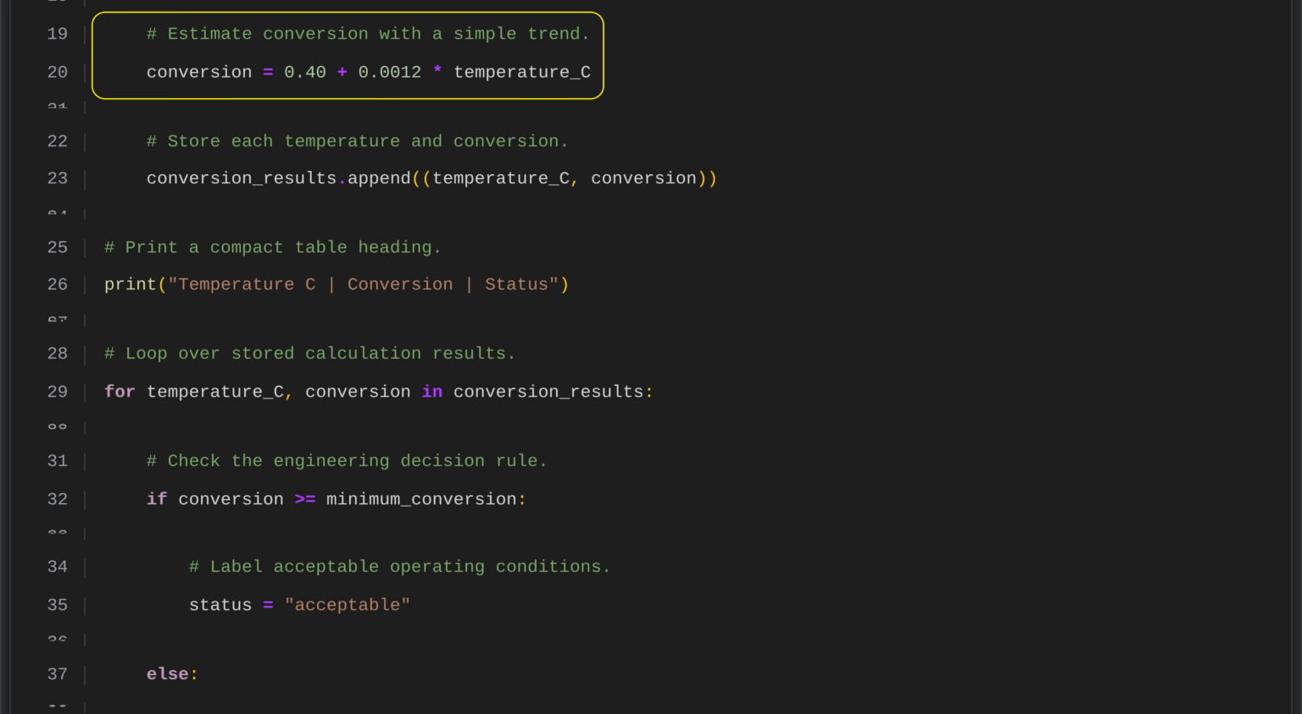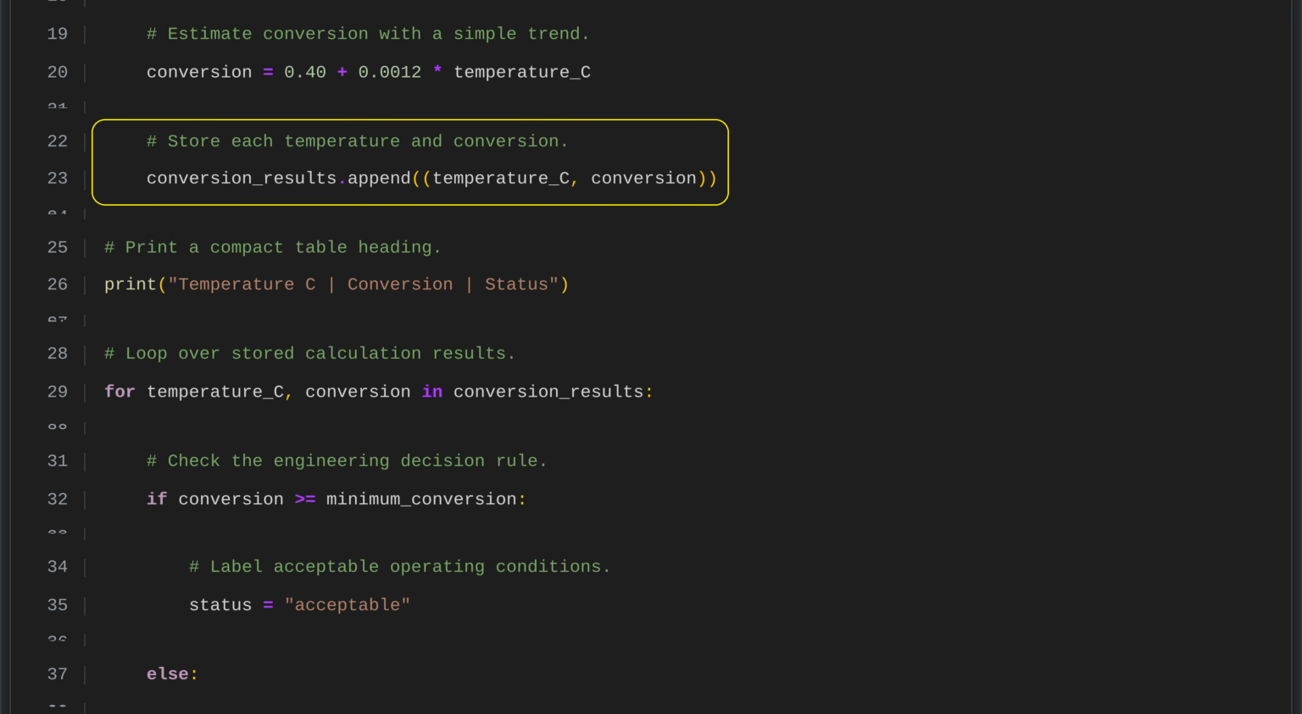The conversion rate is estimated from the current temperature using a simple linear relationship. It starts at a base value of 0.4, then increases slightly by adding 0.0012 times the temperature in Celsius. Each temperature is paired with its converted value and stored as a tuple in the conversion results list. This keeps the original and converted temperatures organized together so they can be easily accessed or analyzed later.